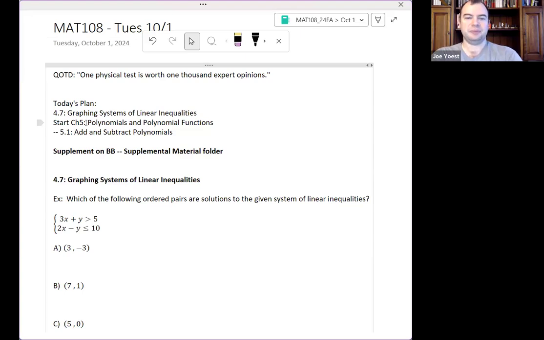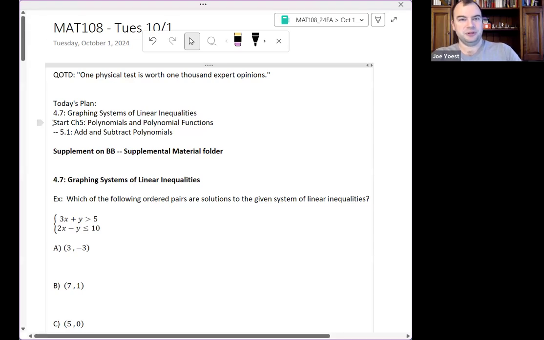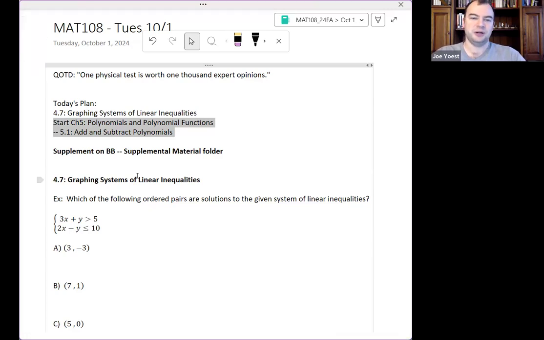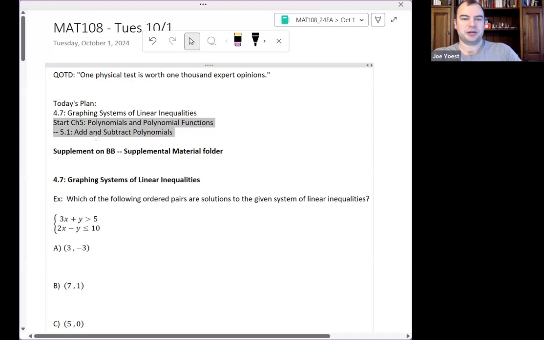It's a very useful topic, but the background needed to actually understand it properly is just beyond the scope of this course. We might be able to functionally plug some things in the calculator and get answers out, but I think understanding what's actually going on behind the scenes is not really accessible at this level. So after 4.7, we're going to move into chapter 5, starting our discussion of polynomials and polynomial functions, beginning with adding and subtracting polynomials. So that's the plan for today.